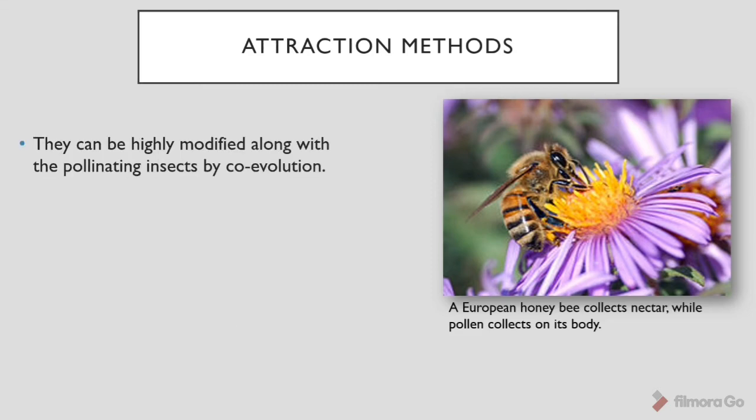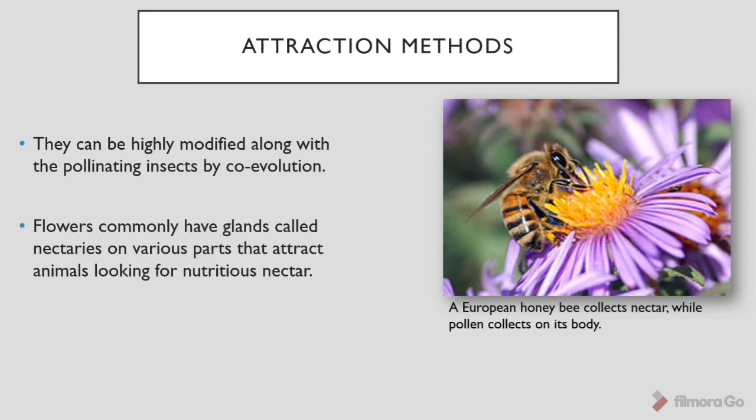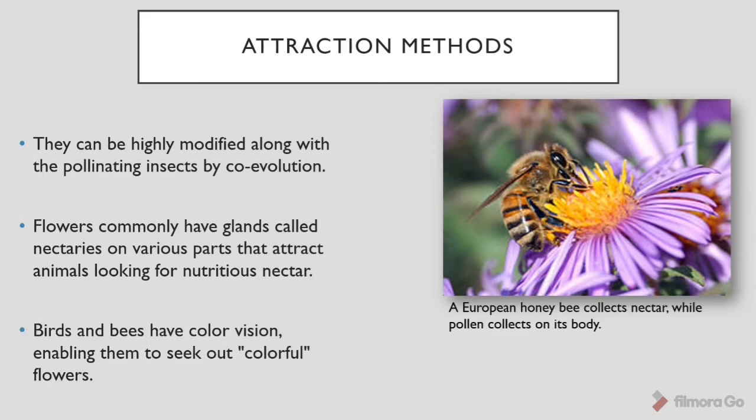They can be highly modified along with the pollinating insects by coevolution. Flowers commonly have glands called nectaries on various parts that attract animals looking for nutritious nectars. Birds and bees have color vision, enabling them to seek out colorful flowers.